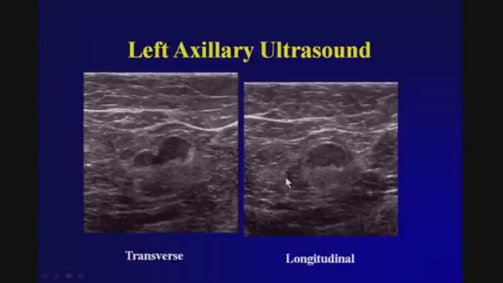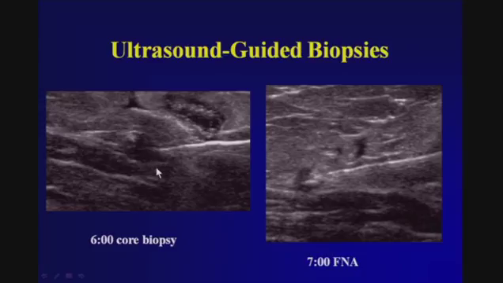And then I looked in the axilla. In the axilla, we see markedly expanded cortex. The hilum is displaced off to the side here. And we biopsied the axillary lymph node as well. Here we see our core needle biopsy. And this is the FNA in the 7 o'clock region, ultrasound-guided FNA. Here's the needle right in the lesion.